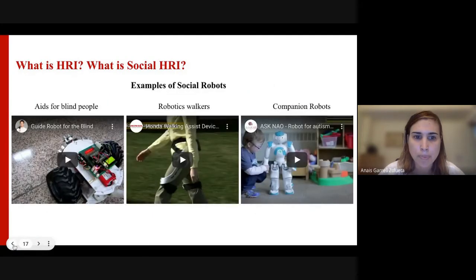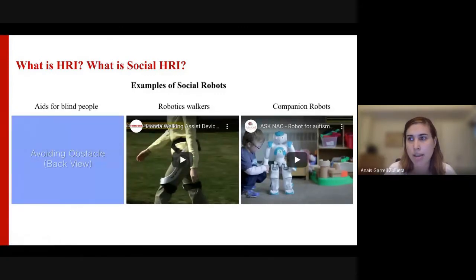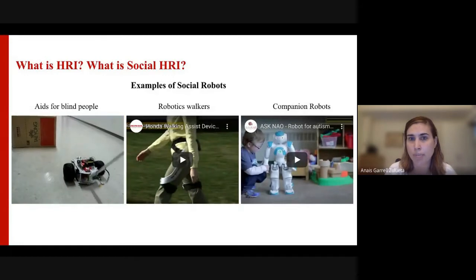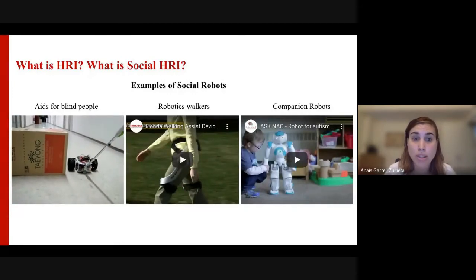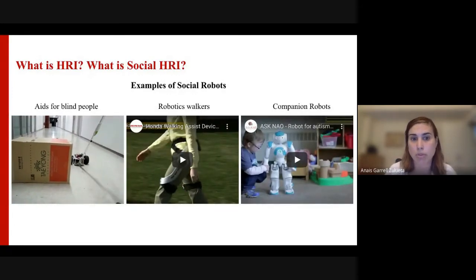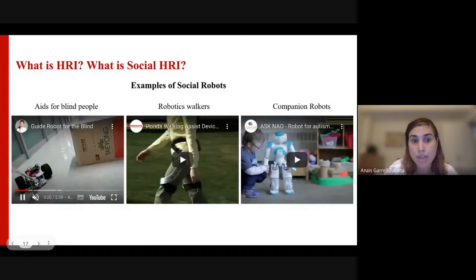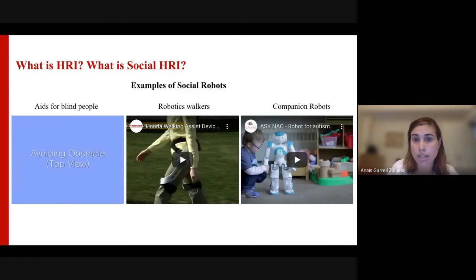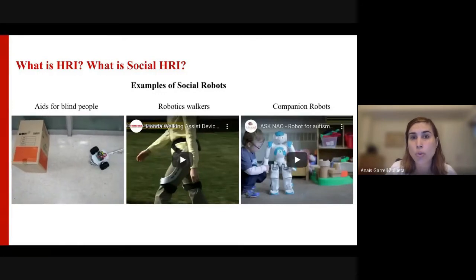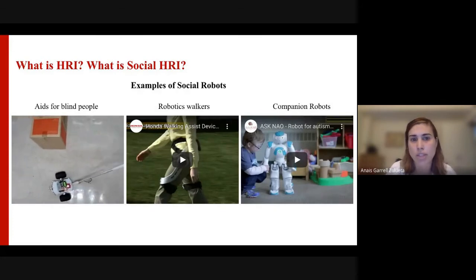So let me show you some examples, because we have in mind specific robots and humans interacting, but there are other kinds of interaction. For instance, here I'm showing you a robot that is capable of guiding a blind person. Okay, and the communication is using this stick. If the robot has to avoid an obstacle, it will turn, and the blind person will understand that. And if there are stairs, for instance, this stick vibrates. So here we are not using verbal cues. We are just using the motion of the robot and the vibration of the stick.